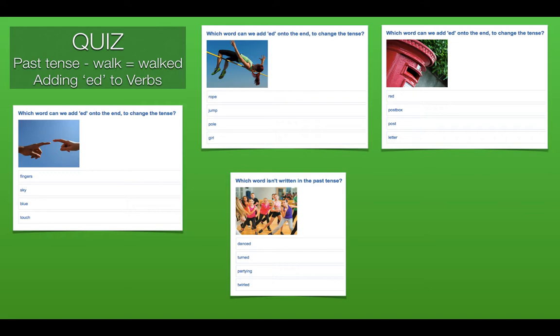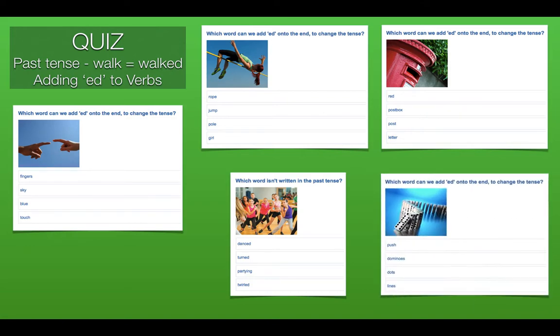Which word isn't written in the past tense? Is it number 1, danced, number 2, turned, number 3, partying, or number 4, twirled? So which word isn't written in the past tense?